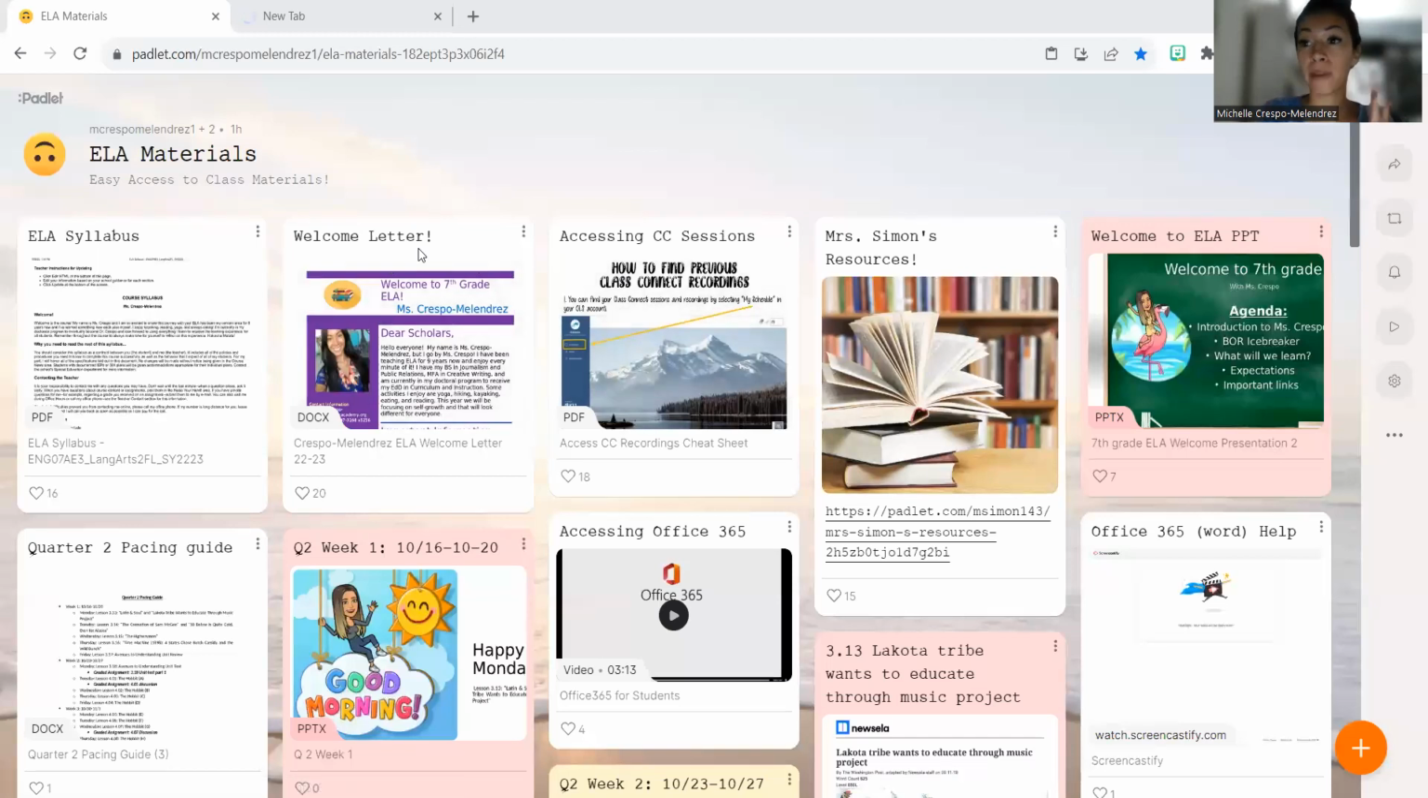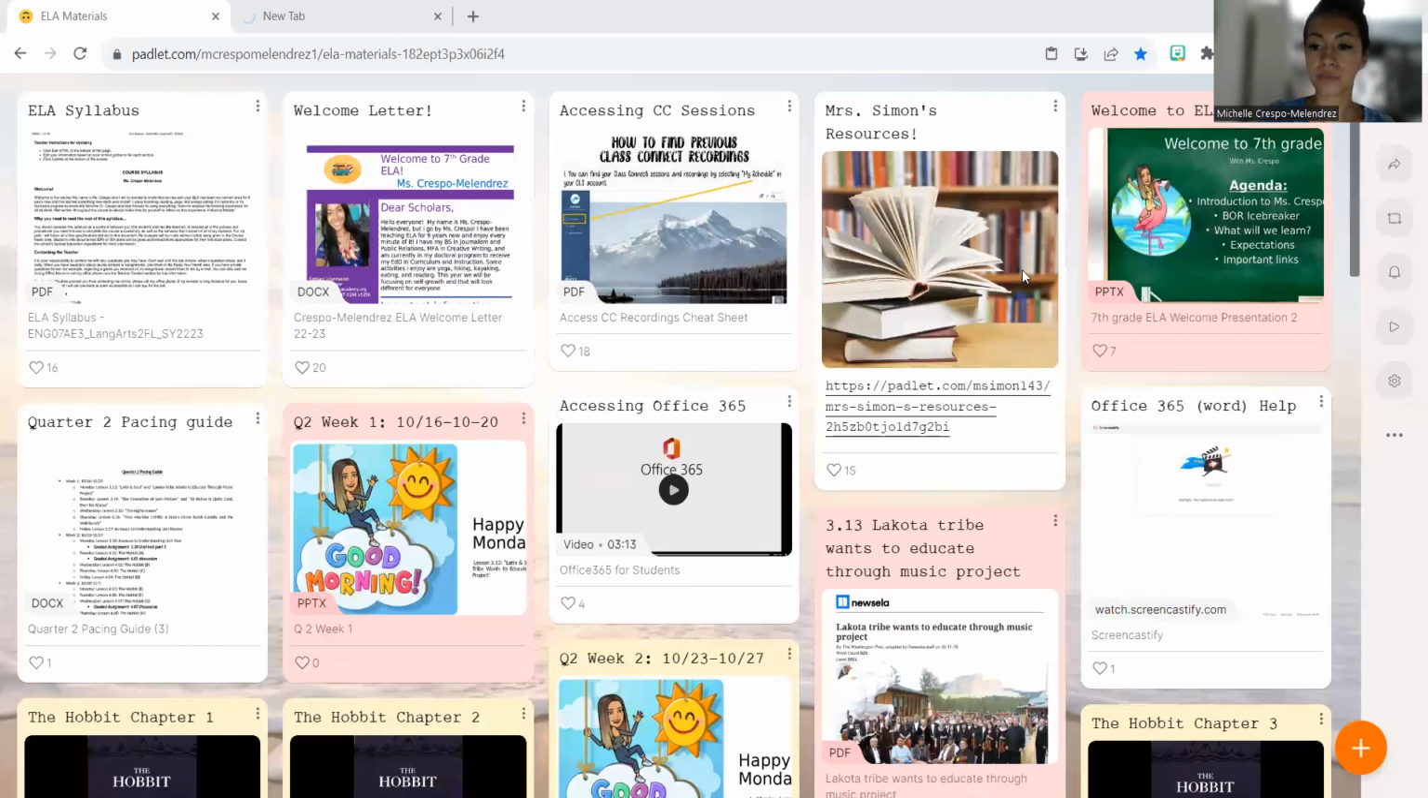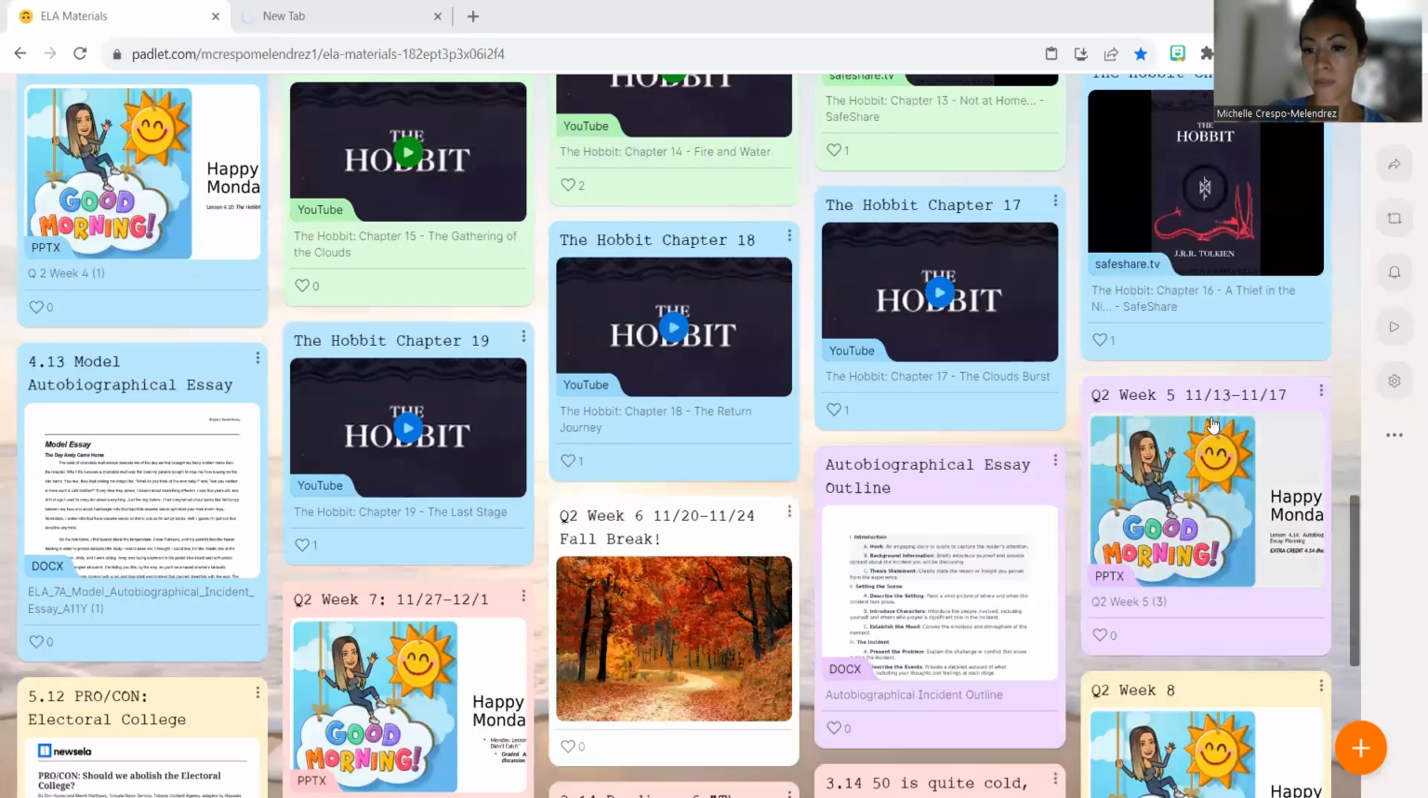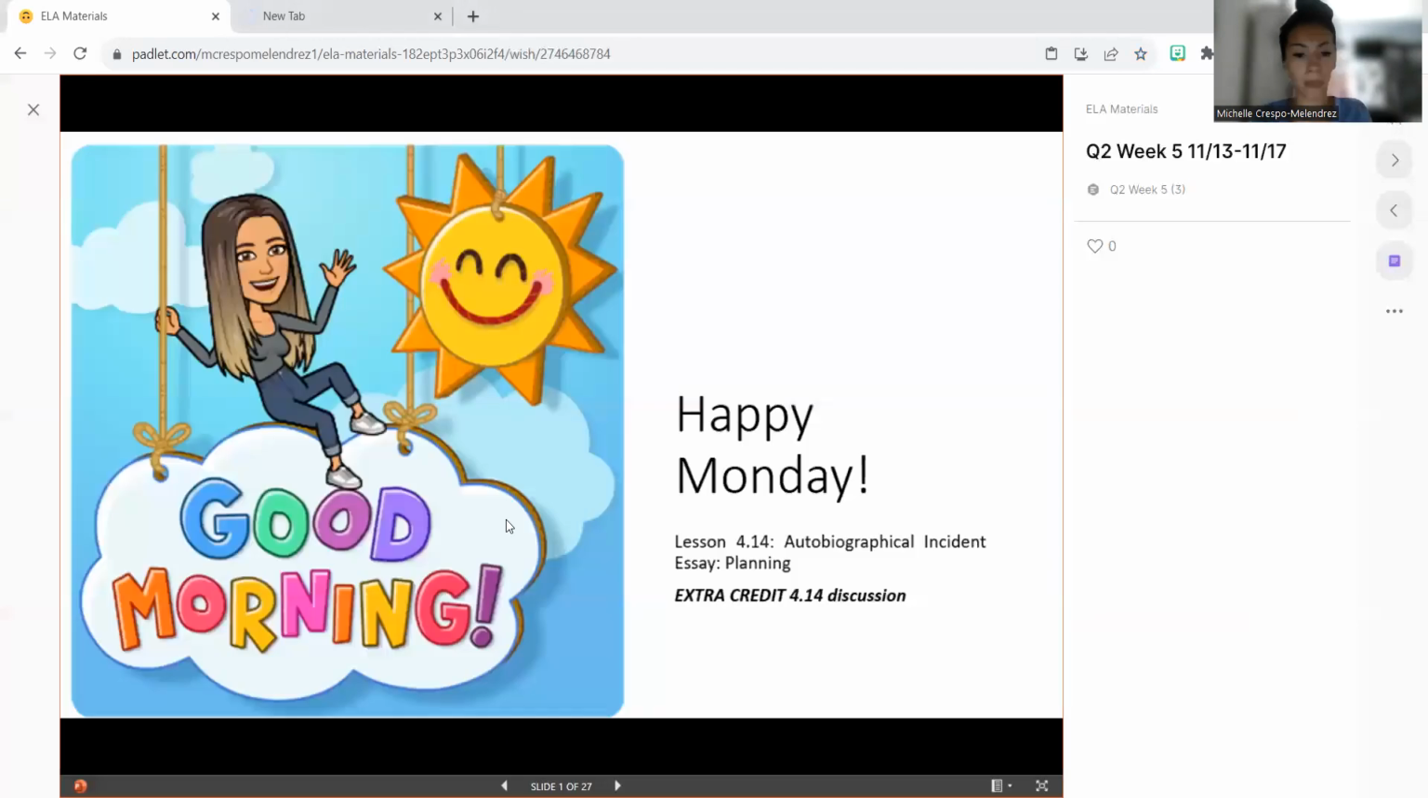Now, this can all be accessed on the Padlet. Here's the Padlet. Scroll down. It's right here. The whole essay outline is right here, but if you go on the PowerPoint, it gives you examples. So that's what I'm going to show you. Don't forget that extra credit 4.14 you can do today. It's an extra 20 points. It just asks you what tools you're going to use to write this.